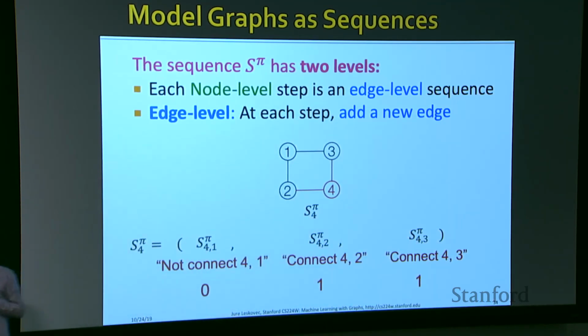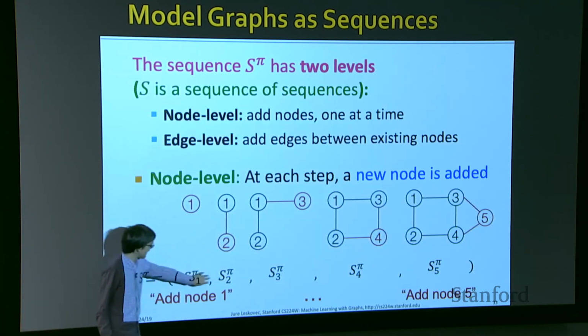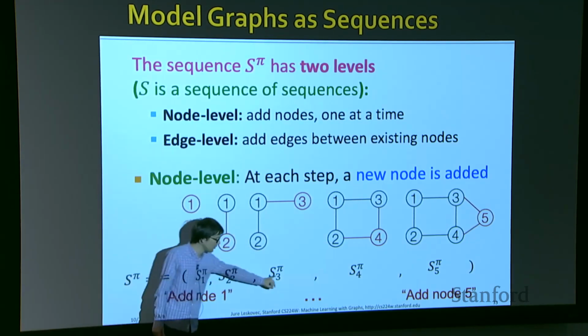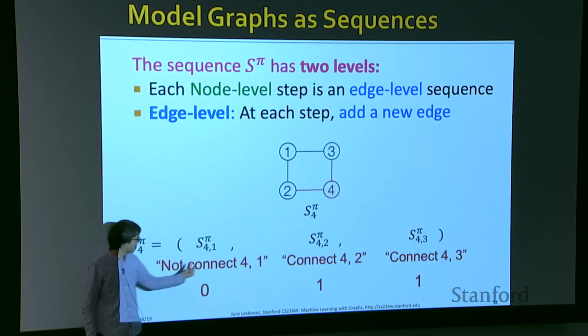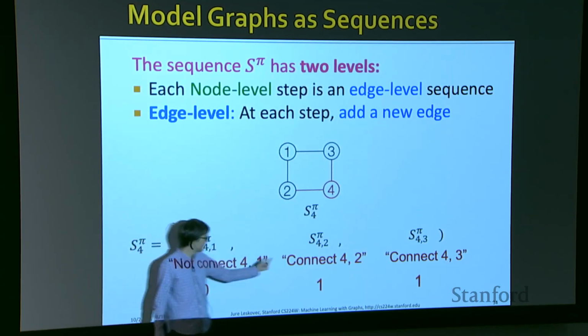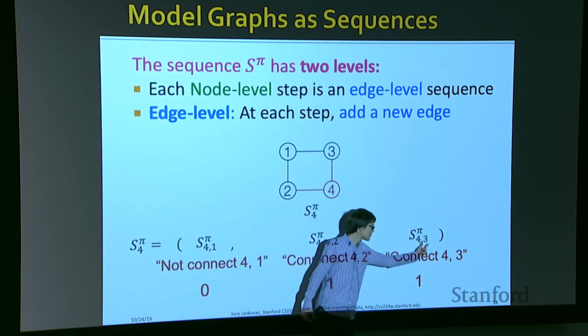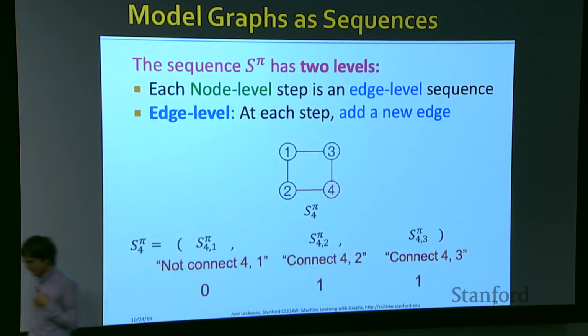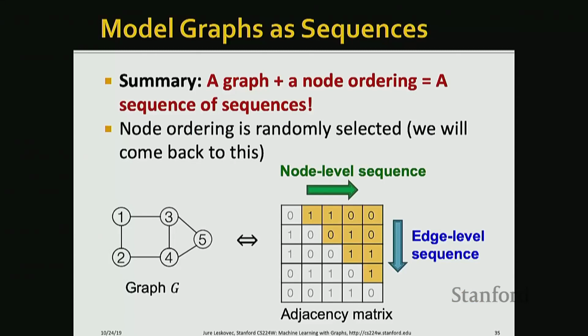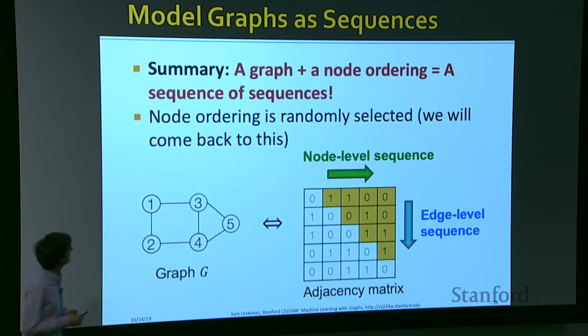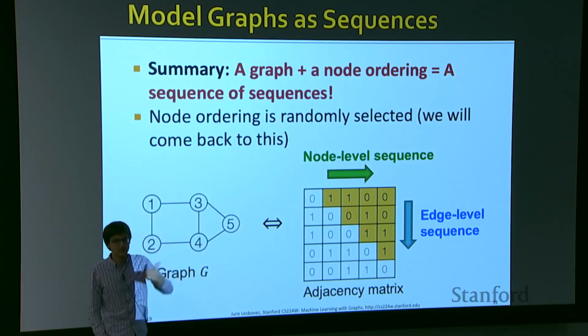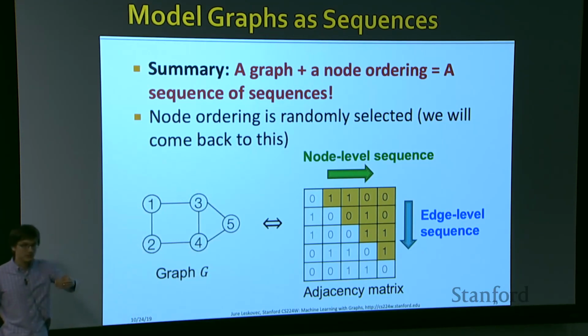Okay? So the point is that we need two generative processes. One operates at the node level, right? I label it node 1, node 2, node 3. And then I need another one at the edge level that says edge to previous node number 1, edge to previous node number 2, edge to previous node number 3, right? So the summary is that the way we will generate a given graph with a given node ordering is that we will model this as a sequence of sequences, right? We will have a sequence of node additions, and for every node addition, we will have a sequence of edges that this node creates, right?